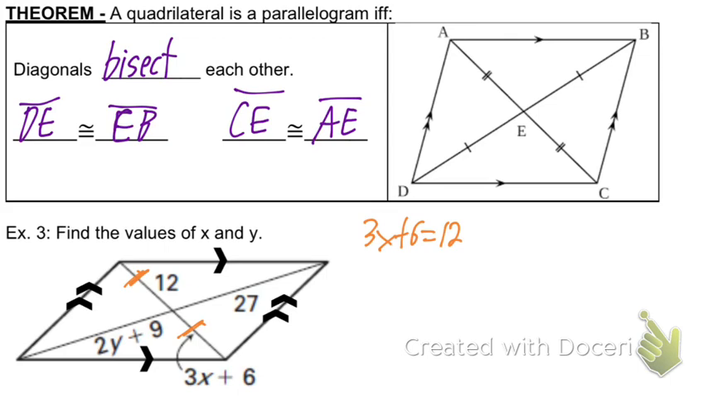Same thing? 3x plus 6 equals 12? Now the 2y, Elizabeth. 2y plus 9 equals 27. Very good, because that diagonal is also cut in half, so we can mark those as well. Not a bad idea to mark the information on your pictures, right, Tyler? Would you agree? Good, good, good. I want you to solve both of these equations.